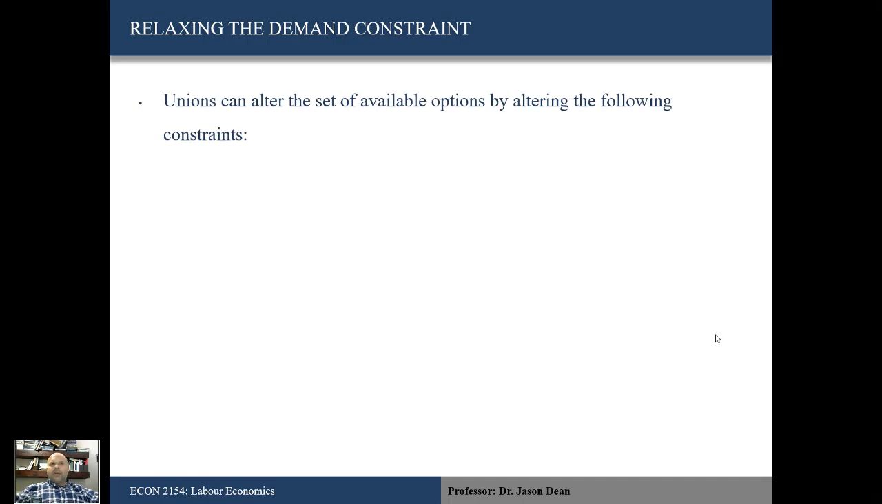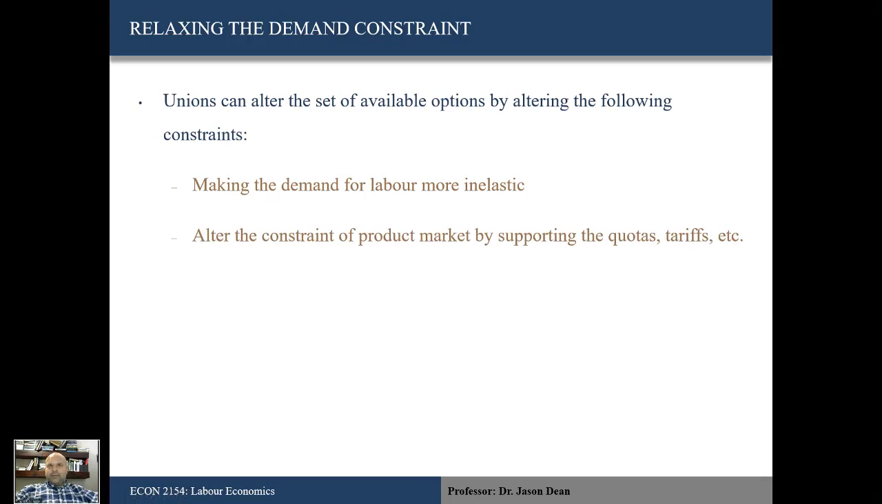The first is that the union may attempt to alter the constraint. So again, the union would want to do that in order to be able to get its preferred wage and employment combination. So one of the things they can do is try to make the demand for labor more inelastic. And of course, if it's more inelastic, for any given wage increase, the amount of employment loss will be less. And other things they could try to do is alter the constraint of the product market. Remember, the demand for labor is a derived demand, and so whatever goes on in the product market will affect the demand for labor.